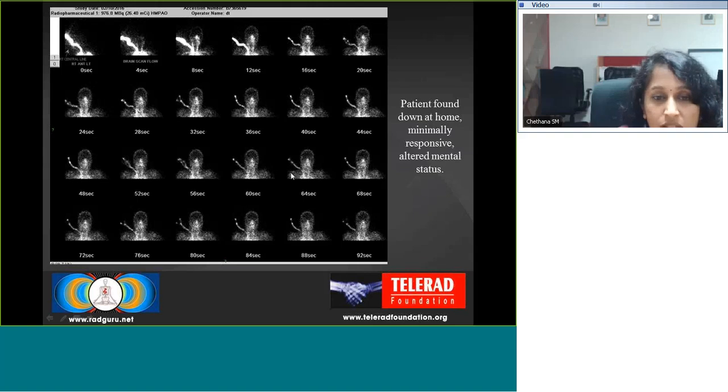This is a brain scan, not regularly done. The history in this patient was that the patient was found down at home, minimally responsive, with altered mental status. The tracer was injected through the right central line, and these are the anterior images taken at an interval of 4 seconds, starting from 0 to 92 seconds.